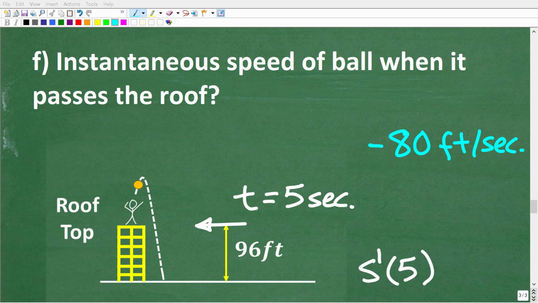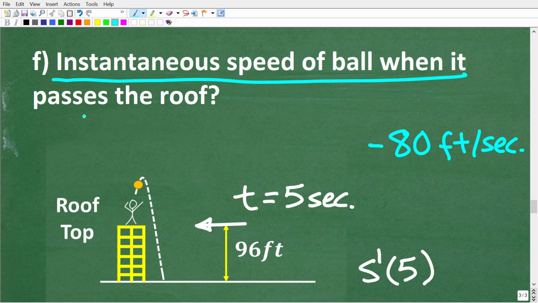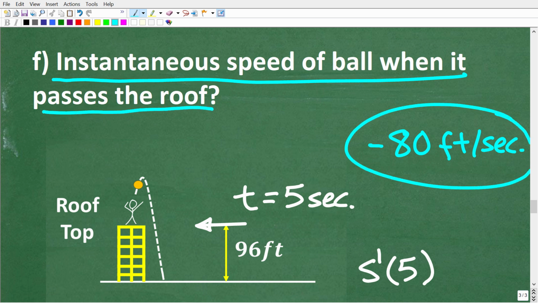So if you understand here how the first derivative of the position function gives us instantaneous velocity at any time t, well, these last two questions are going to be easy to answer. So let's take a look at question F. What is the instantaneous speed of the ball when it passes the roof? Well, the correct answer is negative 80 feet per second.